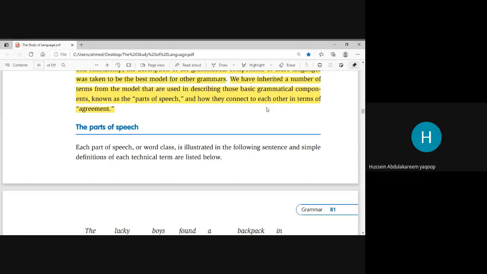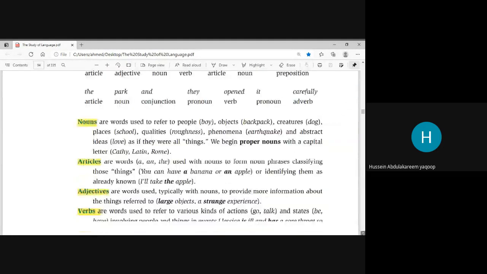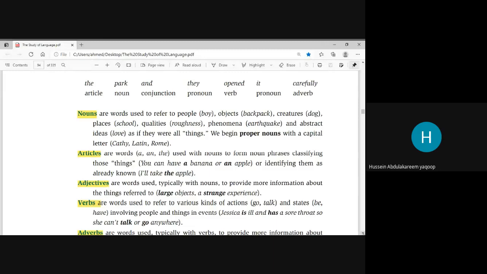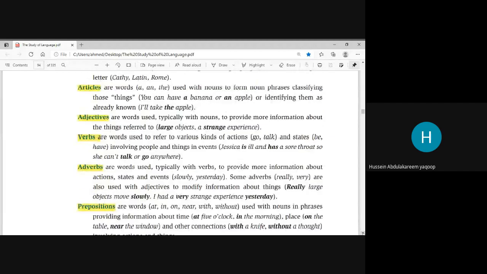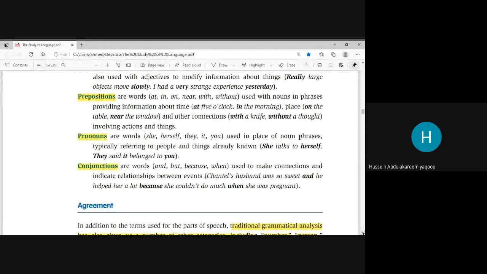Before we talk about the agreement, which will be detailed in the coming sections, we need to review the parts of speech, for those who may forget or get confused about their meaning. Here we have a list of these basic parts: the nouns, articles, adjectives, adverbs, verbs, prepositions, pronouns, conjunctions. All these are explained in detail with examples.